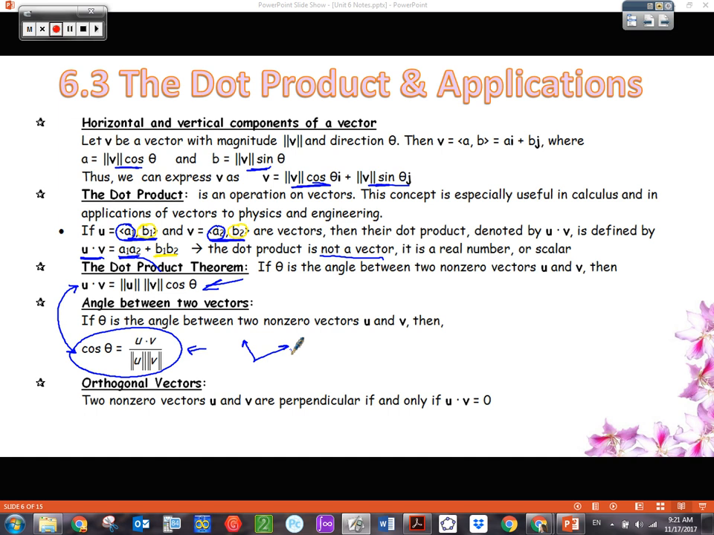Now, if our vector is in component form, let's look at this. If we just have it given to us in component form, where does it originate? Is it in standard form? Yeah, right? We start at the origin and go out.